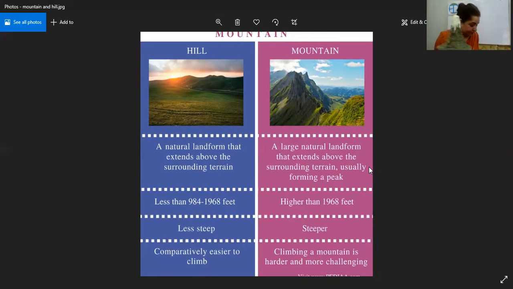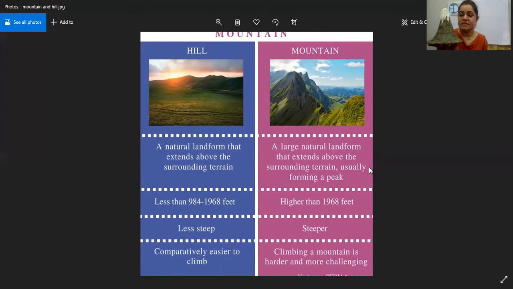And then if you talk about the hills, these are also a natural landform that extends above the surrounding ground, but not very high, right? That's why there is no peak of the hill, right? So there is no peak of the hill.